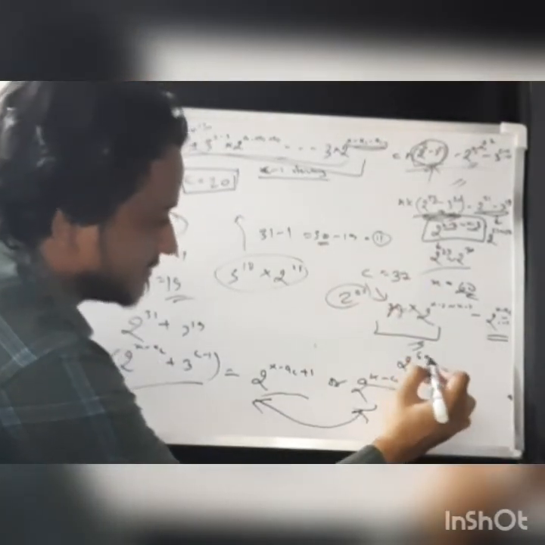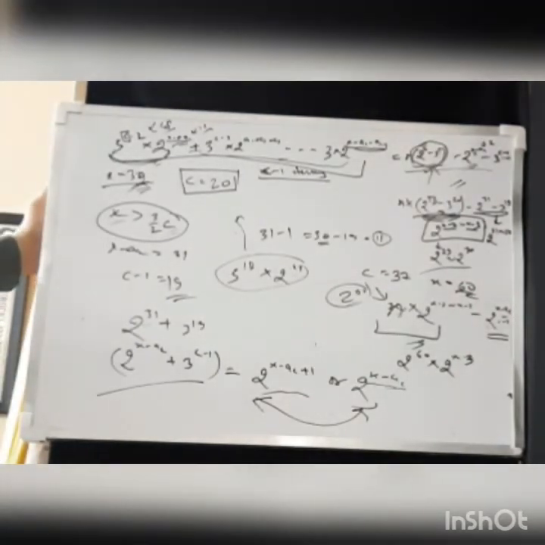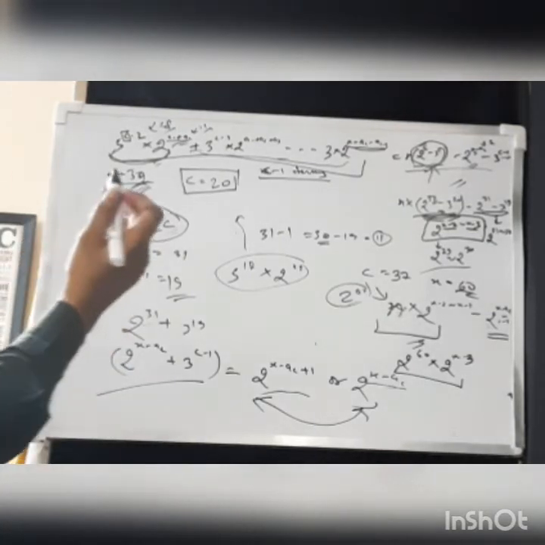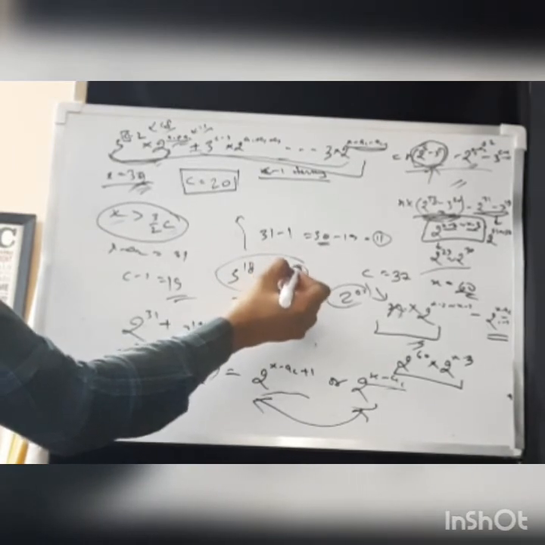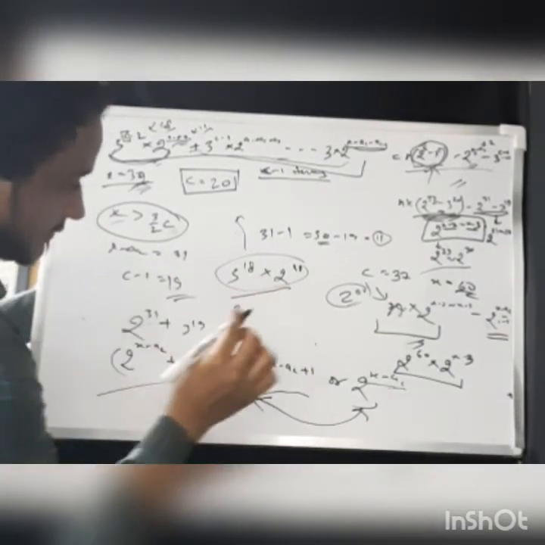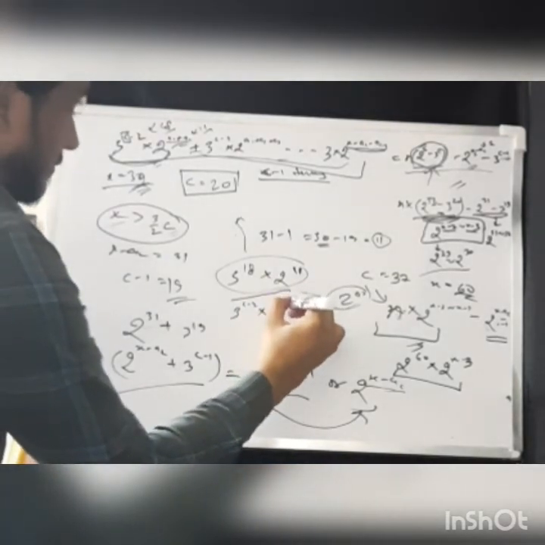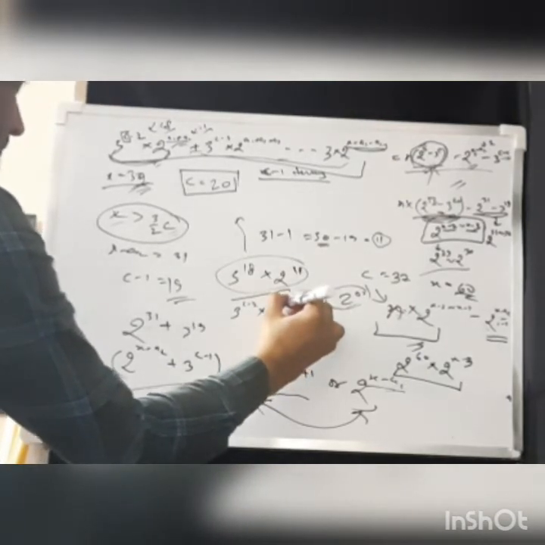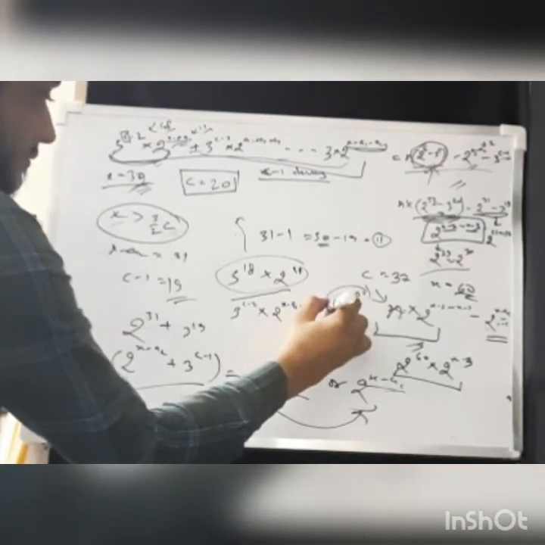So I have 2 to the power 60 multiplied by 2 to the power x minus 2, let's say x minus 3, on one hand, and on the other hand I have a maximum of this: 3 to the power 18 multiplied by 2 to the power 11, or 3 to the power c minus 2 multiplied by 2 to the power x minus ac minus 1 minus c minus 1.